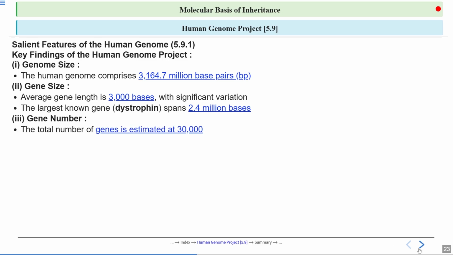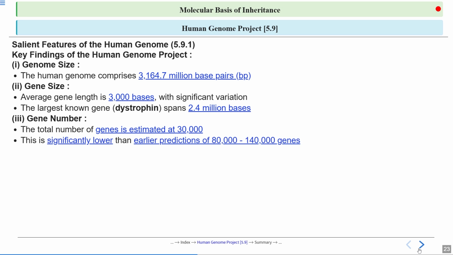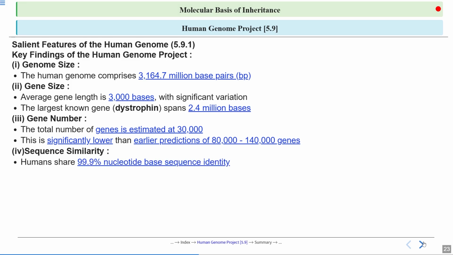Gene number, the total number of gene is estimated at 30,000. This is significantly lower than early prediction of 80,000 to 1,40,000 gene. So total number of gene which came out to be 30,000, but they had predicted that it would be from 80,000 to 1,40,000. Then sequence similarity. So humans share 99.9% nucleotide base sequence identity. So see.